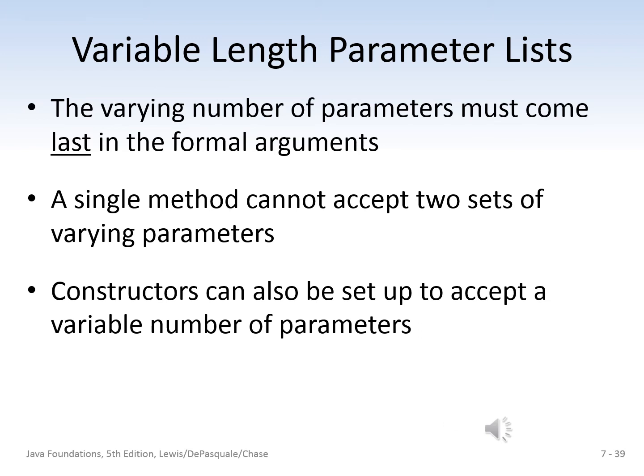Some more rules governing variable length parameter lists. The varying number of parameters must come last in the formal argument list. So you can have a single object, but the variable list has to come last in the parameter list. A method cannot accept two sets of varying parameters. It's limited to one set of variable parameters. And constructors can also be set up to accept a variable number of parameters.